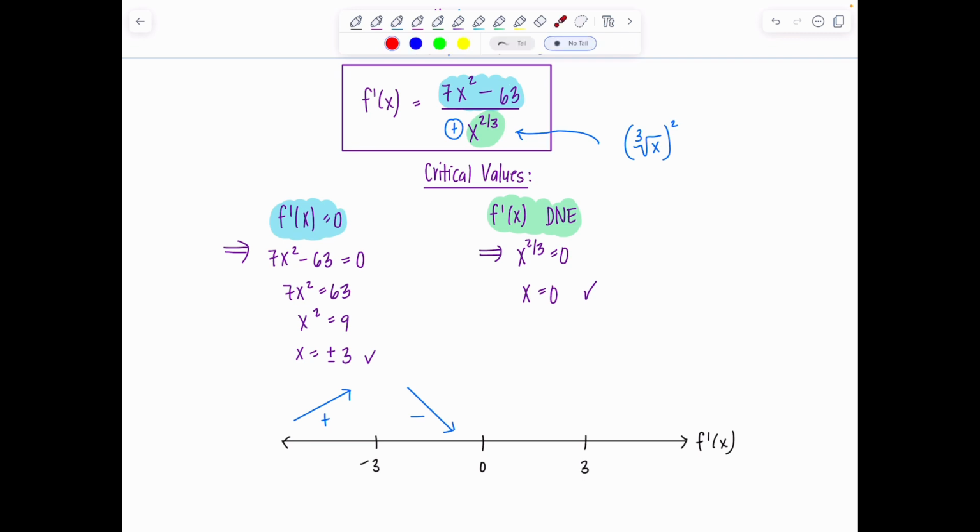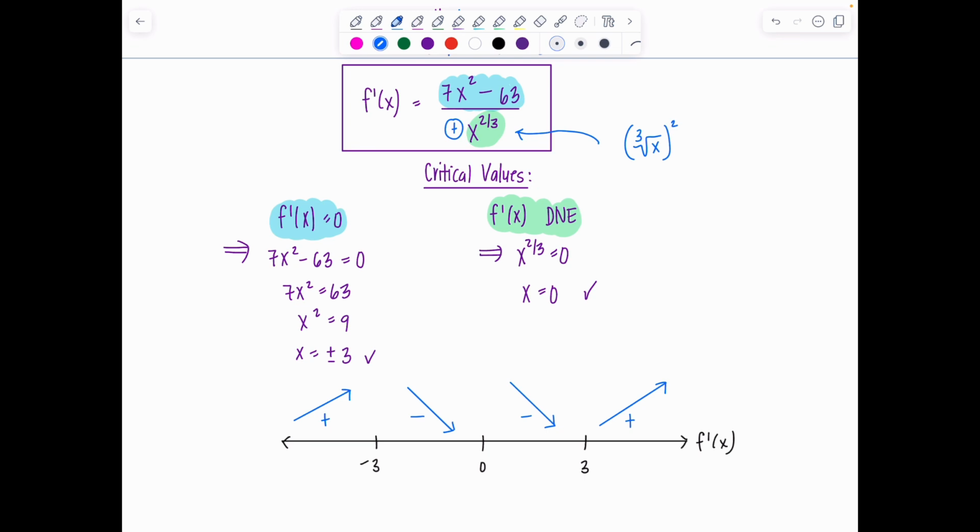Let's pick something between 0 and 3. How about +1? 7 times 1 minus 63, the numerator is negative. Denominator is always positive, so it's still negative on this interval. And then pick something bigger than 3. Then you can see this is going to be bigger than 63, so now the derivative's positive, function is increasing.